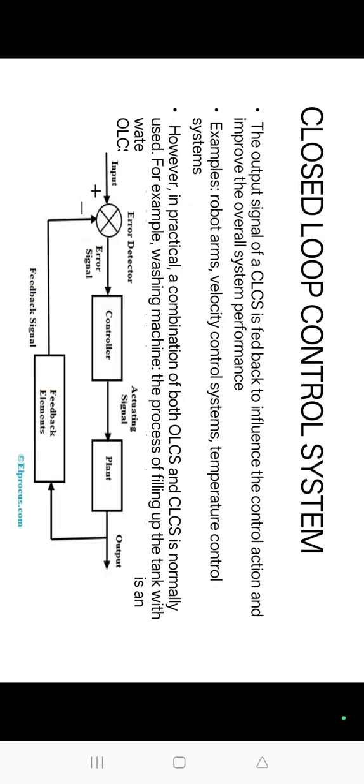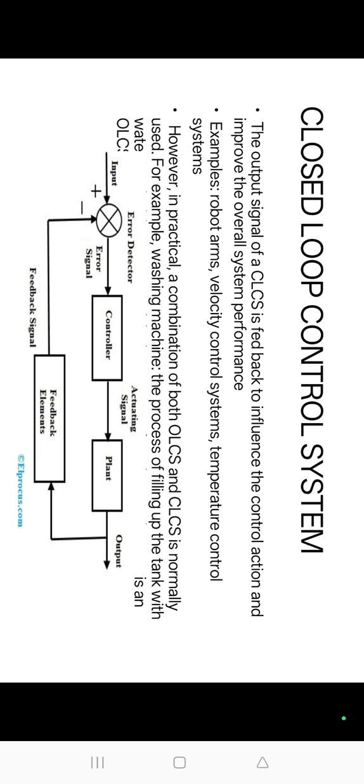Closed loop control systems. The output signal of a closed loop is fed back to influence the control action and improve the overall system performance. Examples: robot arms, velocity control systems, temperature control systems. However, in practice, a combination of both open loop and closed loop is normally used. For example, a washing machine, the process of filling up the tank with water.